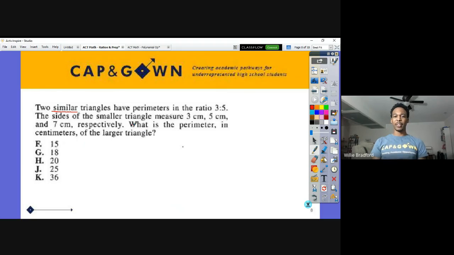All right, so this must be the smaller triangle. So let's find the perimeter of the smaller triangle, and we can do that just by adding them up. 3 plus 5 plus 7 gives you, that's 8 and 7, which is 15. Well, the ratio is 3 to 5. This has to be the smaller because 3 is smaller than 5. This is the larger.